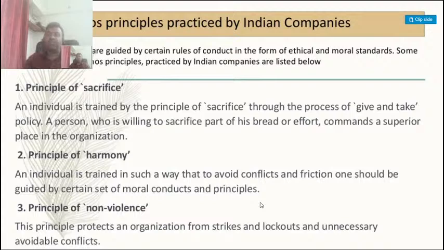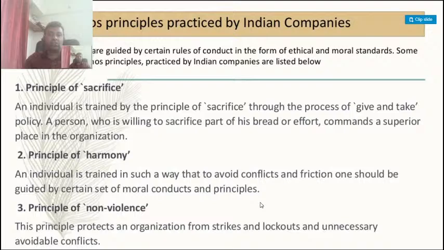Principle of sacrifice. Okay, so sacrifice, there are two kinds of things. One is give and take. The individual is trained by the principle of sacrifice for the process of give and take. A person who is willing to sacrifice part of his bread or effort commands a superior place in the organization. So whenever a person is ready to sacrifice something, they always get a higher position and higher respect in the organization. Somebody who always plays politics will one day or another lose his respect in the organization.